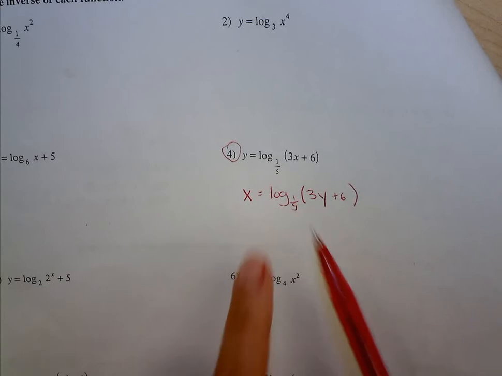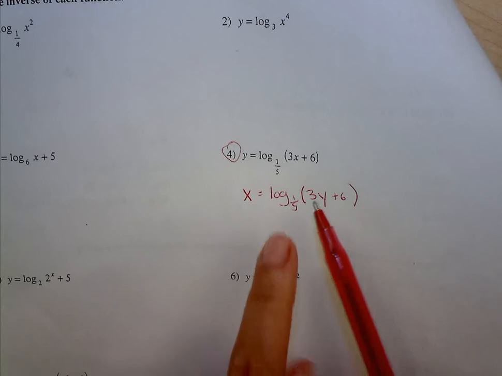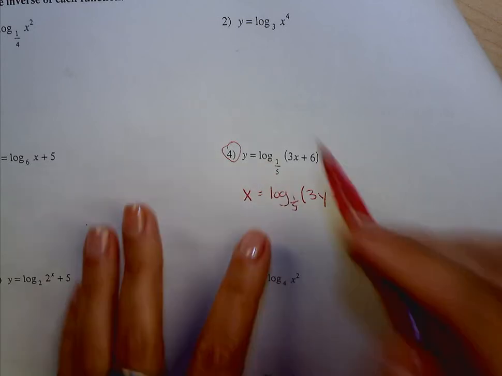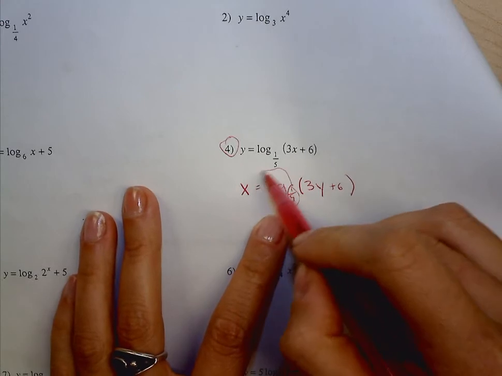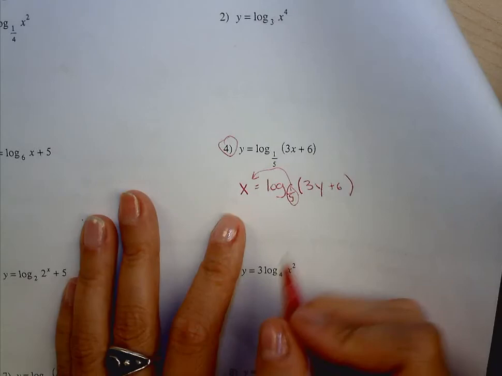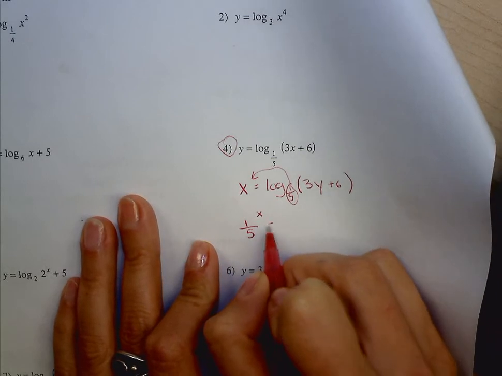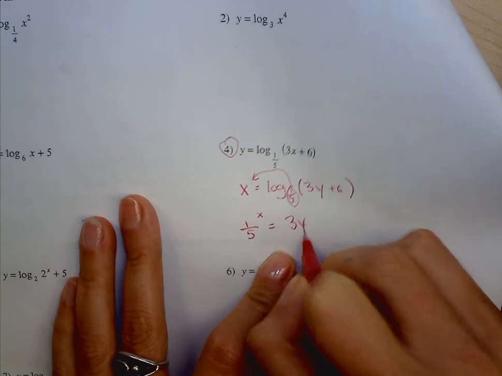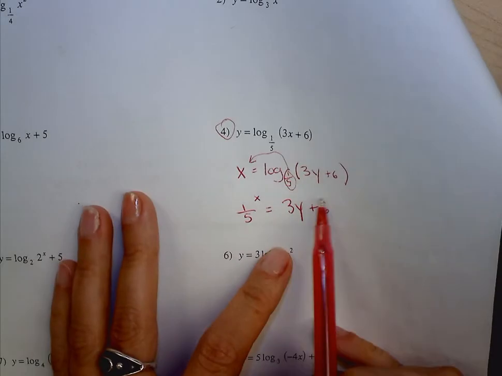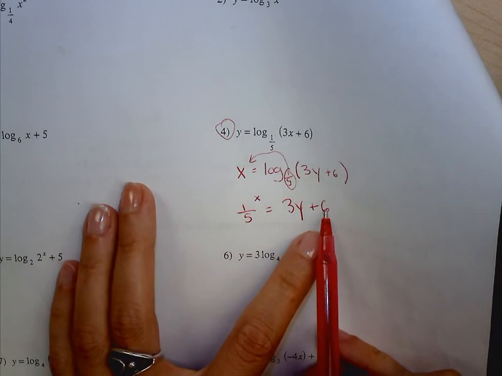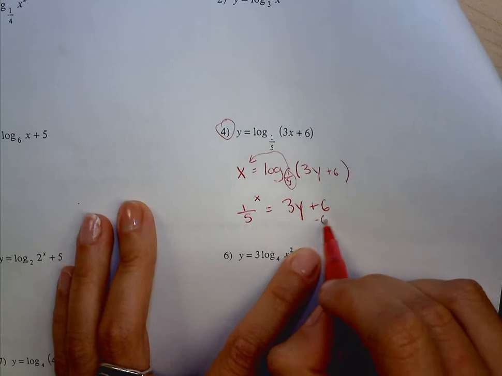Because there's nothing else I can move to the left side, I have to deal with this log. And I know to get rid of a log, I'm going to convert from logarithms to exponential. I can do that by circling my base, throw out my line, and catch my x. So now I'm going to have 1/5 to the x is equal to 3y plus 6. Now that I got rid of my log, this looks a lot easier. I'm going to take the 6 and bring it to the left side. I'm trying to get y alone, so I'm going to subtract 6.